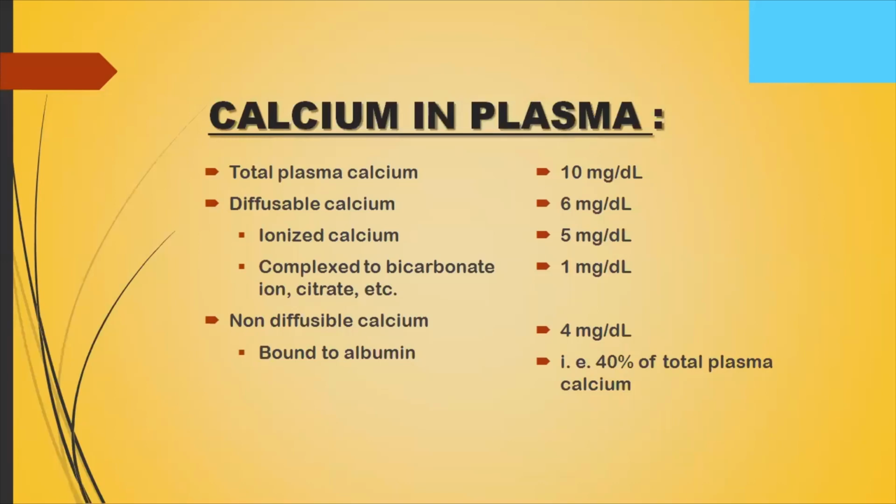Even in APGs, we see ionized calcium here. The total ionized calcium is 5 mg per deciliter. So there are several calcium rich foods.